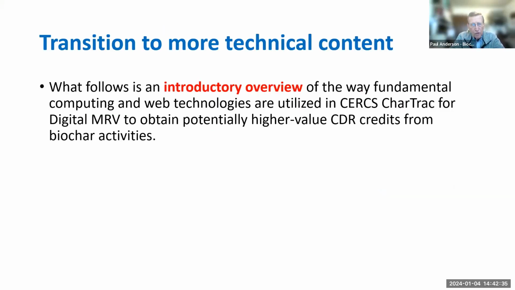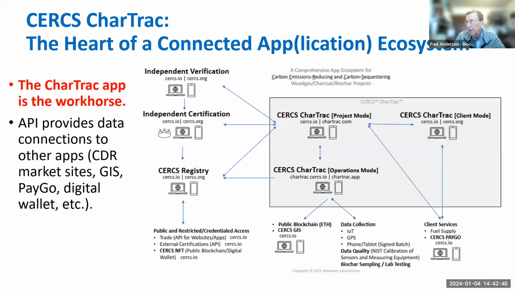That was very introductory. I'm going to now get into more technical content, and it's still, though, an introductory overview on the fundamental computing aspects of it. A graphic here shows CERCS CharTrac, the grayed area of the box, multiple aspects of it. A complex system is the heart of the application ecosystem, or called an app ecosystem. And CharTrac is the workhorse.